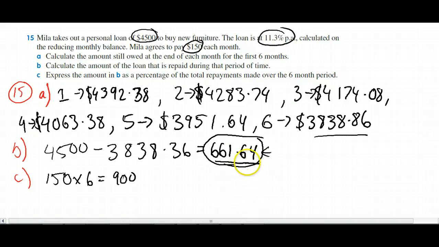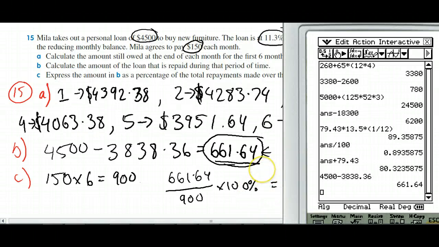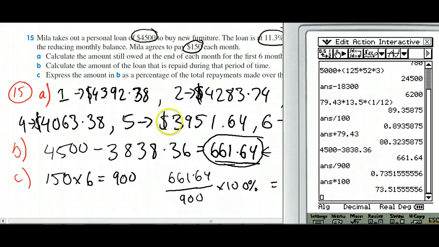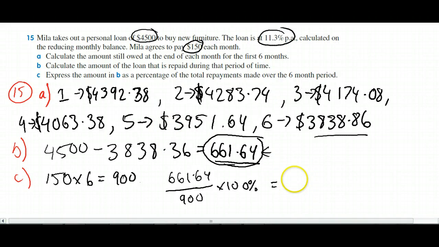And they want us to express this amount that was repaid in that first 6 months as a percentage of this amount. So we need to express 661.64 over 900 and then turn it into a percentage times 100%. So we can use the answer previously from there, divide it by 900 and then multiply that by 100% and we get 73.52%.